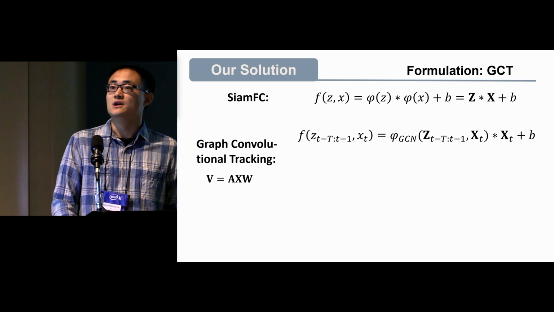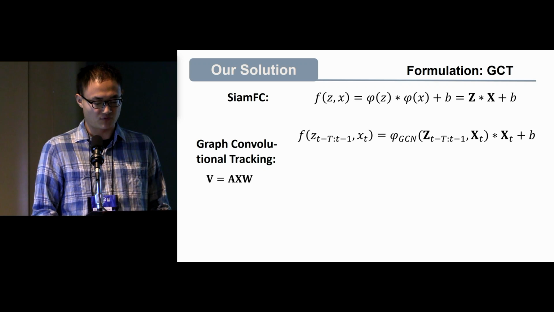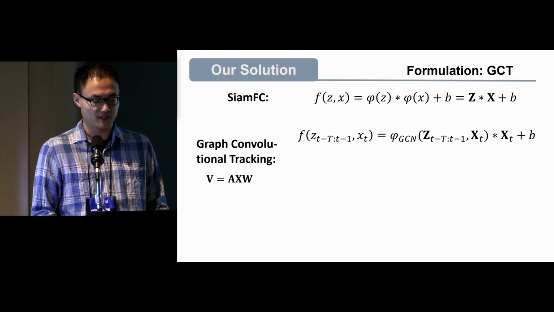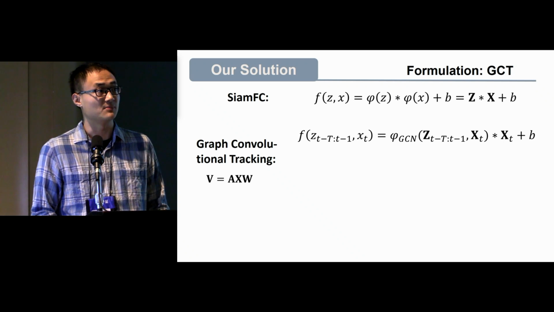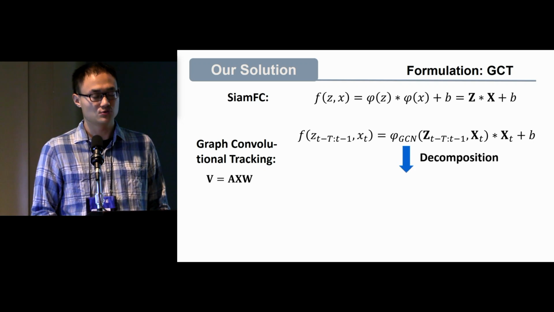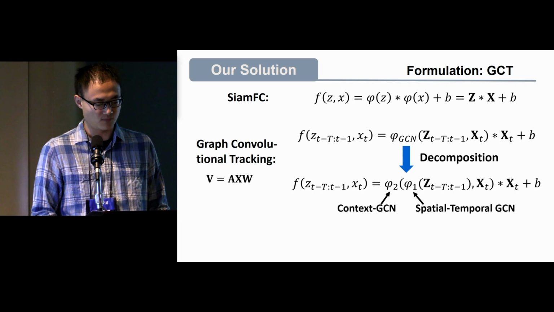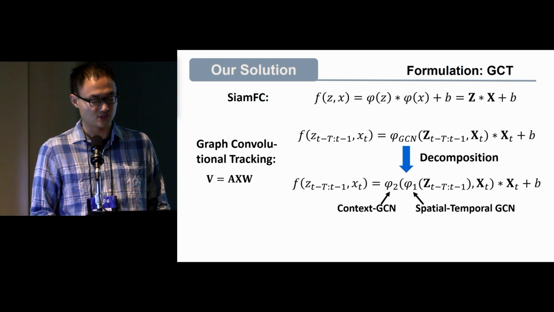However, learning phi GCN is not efficient, since it suffers from high computational burden for modeling the message passing between current context information x_t and each of the historical exemplar embeddings z_t. To reduce the computational cost, we further decompose GCN into two sequential graph convolution modules named spatial temporal GCN, ST-GCN phi 1, and the context GCN, CT-GCN phi 2.